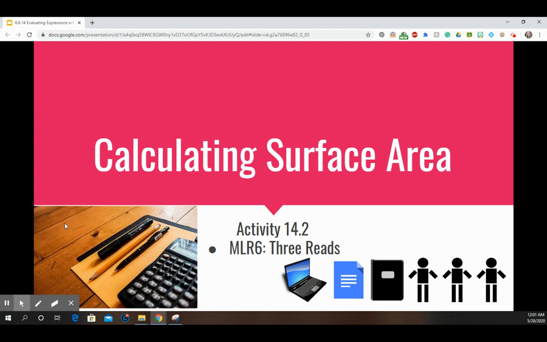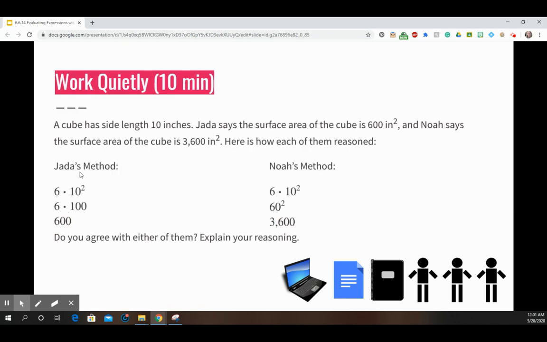Okay. Let's move on to calculating surface area. So a cube has a side length of 10 inches. Jada says that the surface area of the cube is 600 inches squared, and Noah says the surface area of the cube is 3,600 inches squared. Here's how each of them reasoned. So they were looking at the same cube, and they have totally different answers. Okay, so we need to figure out which kid is right here, Jada or Noah, or neither. You could agree with neither.